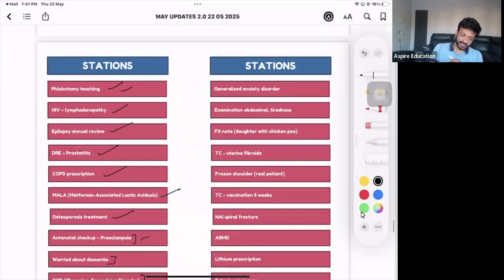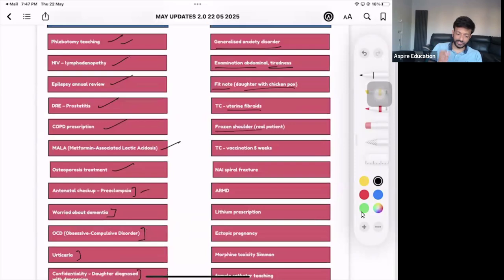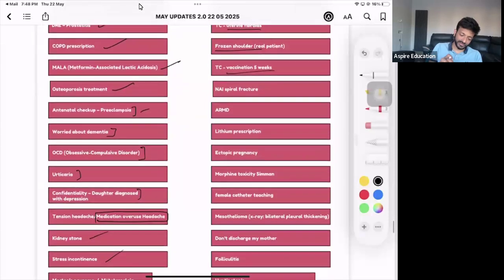And the stations were the generalized anxiety disorder, tired, abdominal examination, fit note, uterine fibroids, frozen shoulder. Frozen shoulder, you have to do the examination on the patient. Yeah. And the vaccination, this question always comes to me: will the vaccination chart be given to us in the cubicle? Yes, they always give us a vaccination chart in the cubicle. But are they going to give us the milestone chart? They don't give us a milestone chart. So make sure you remember the milestones. But the vaccination chart will be given to you.